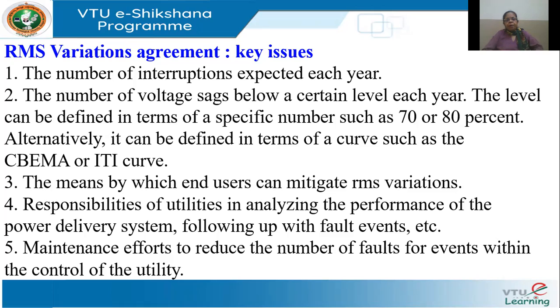And the means by which the end users can mitigate RMS variations. I have an RMS variation. The utility tells me you're going to have this many per year. How do I mitigate it? I have to put in a UPS, right? Or I may have to put in some other equipment. I may have to put in a DVR, a dynamic voltage restorer. I may have to put in a STATCOM at my input transformer. So these are some of the ways by which we can mitigate.